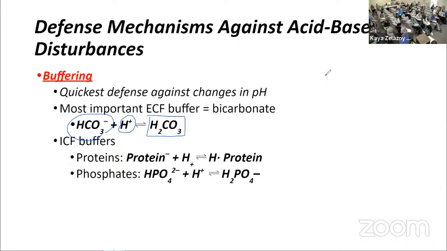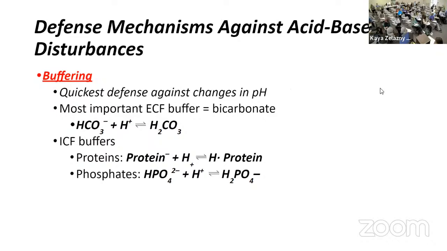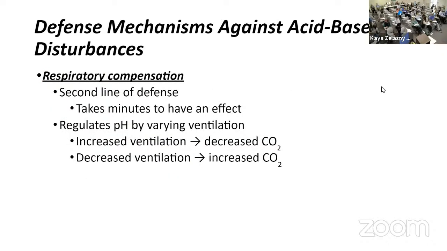We do have other buffers in the body. We have some intracellular fluid buffers, including proteins. They'd also be able to bind hydrogen ions, and phosphates can also bind hydrogen ions. Okay, so this is our first quick defense against a sudden change in pH. But we want to actually fix our pH overall. The respiratory compensation is our second line of defense. We want to change our breathing in order to change pH.